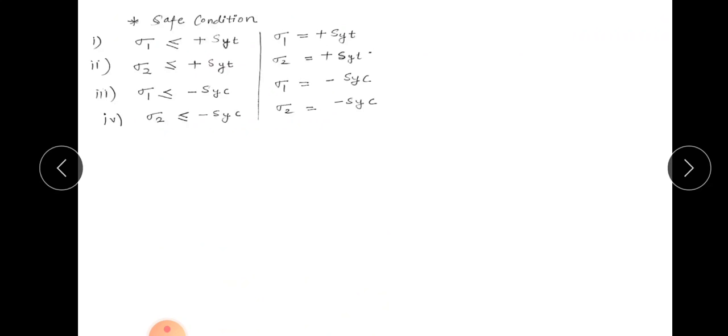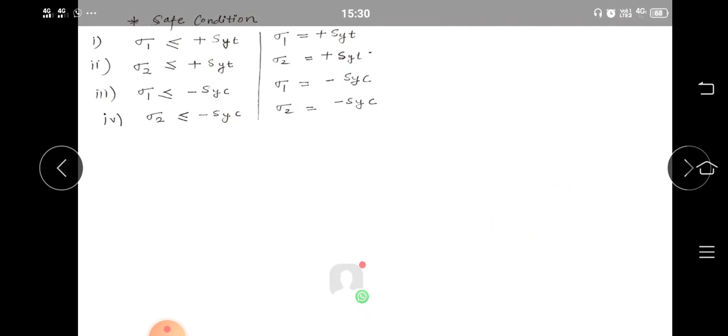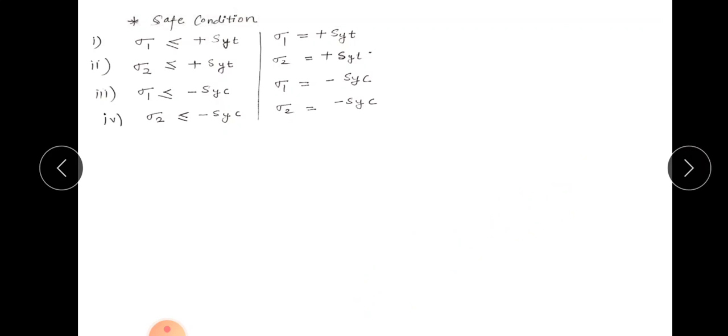Now basically, what is a safe condition? Now what does the theory say? The theory says that sigma 1 should be equal to SYT, right? Now SYT is nothing but the value, or you can say the maximum stress, which is obtained from the simple tension test. We are comparing it with the principal stresses, which are obtained from the combined loading condition, right?